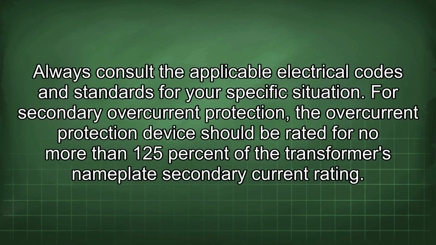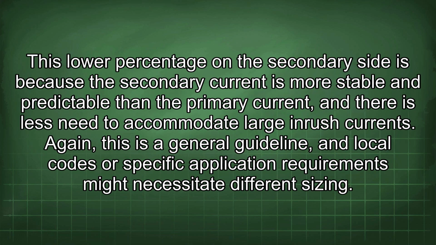For secondary overcurrent protection, the overcurrent protection device should be rated for no more than 125% of the transformer's nameplate secondary current rating. This lower percentage on the secondary side is because the secondary current is more stable and predictable than the primary current, and there is less need to accommodate large inrush currents. Again, this is a general guideline, and local codes or specific application requirements might necessitate different sizing.